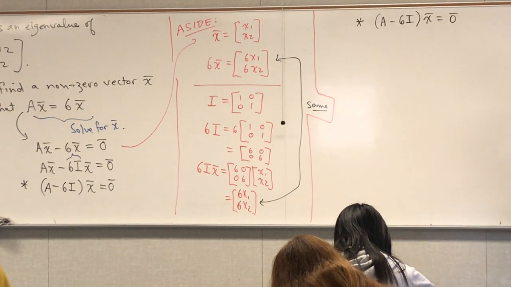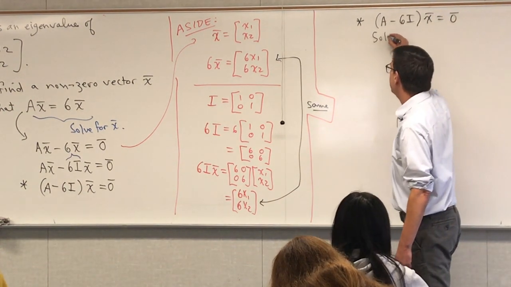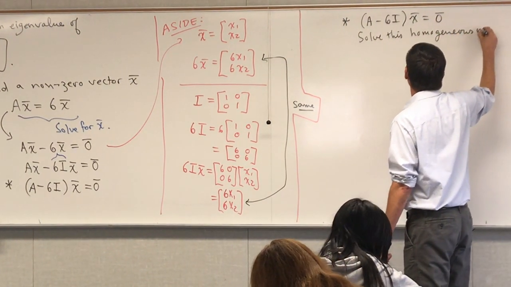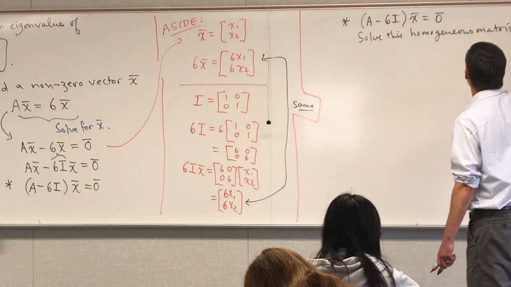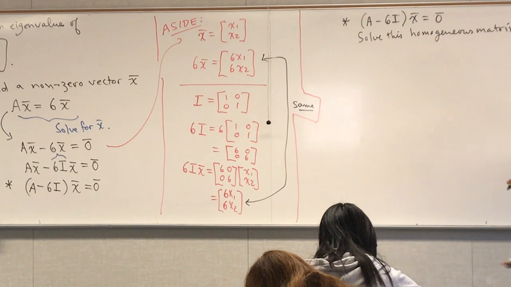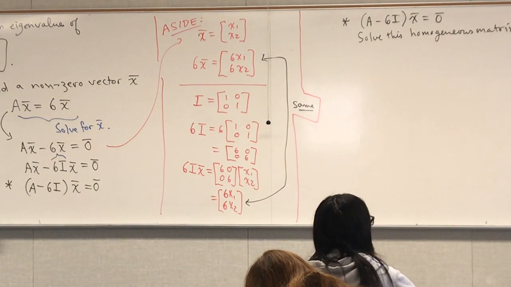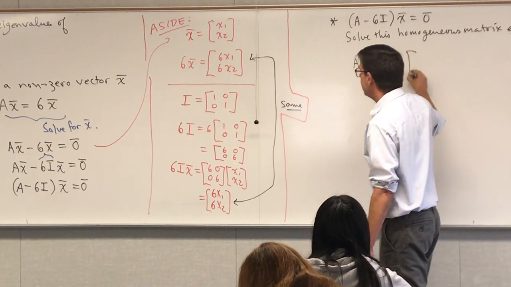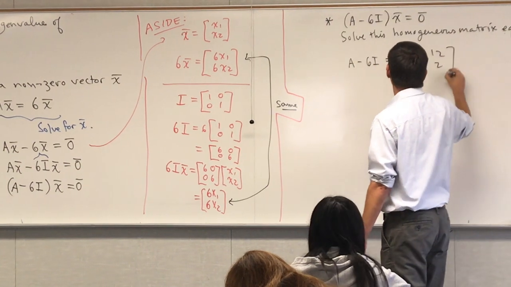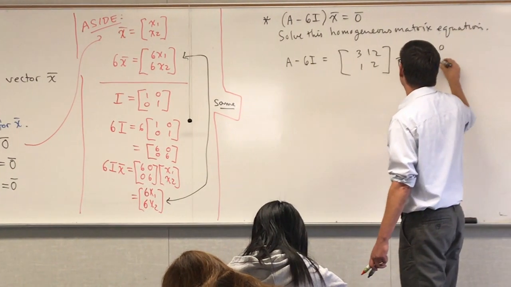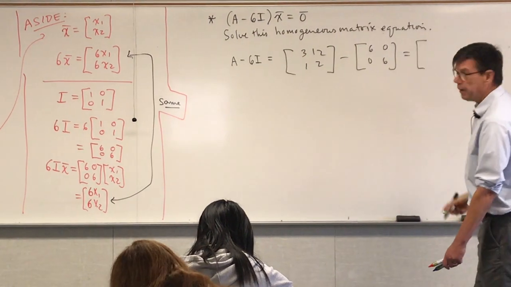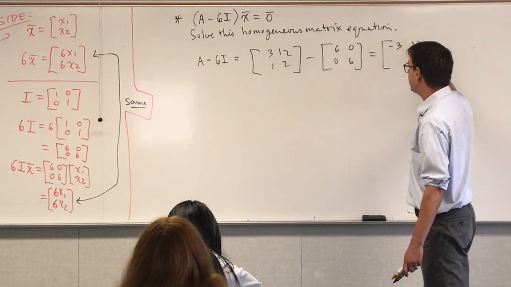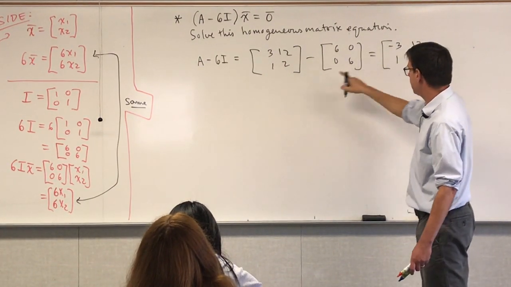We're just going to solve this homogeneous matrix equation, which you've done a million times now, and so you're like, ugh, again. What is A minus 6I? It's [3, 12; 1, 2] minus [6, 0; 0, 6]. So that's going to be a different matrix from A. Now things change a little bit. Watch me, because this is where I always mess things up. [-3, 12; 1, -4].